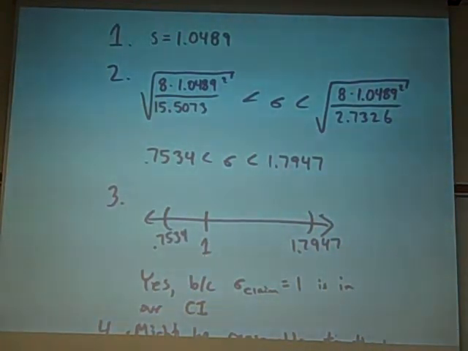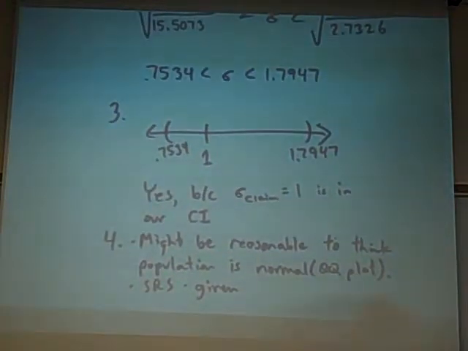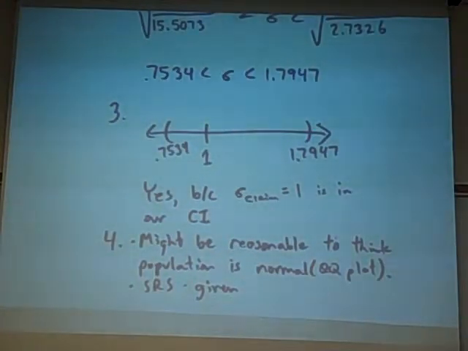The follow-up question was, is it reasonable to think that sigma is 1? Well, yeah, 1 falls within our confidence interval, so yeah, that's reasonable. So we don't need an MVD there.